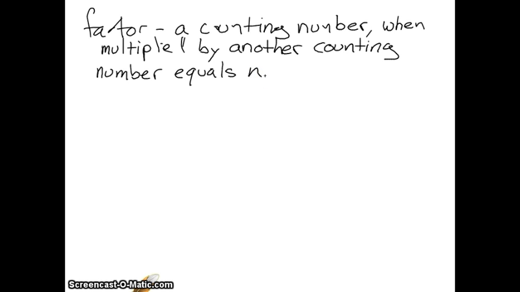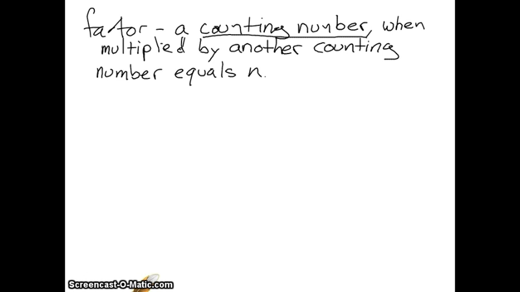So we talk about counting numbers because when you count, you go from 1, 2, 3. You don't go 0. You don't count from negative numbers, and you don't count decimals. So a counting number, when multiplied by another counting number equals n.